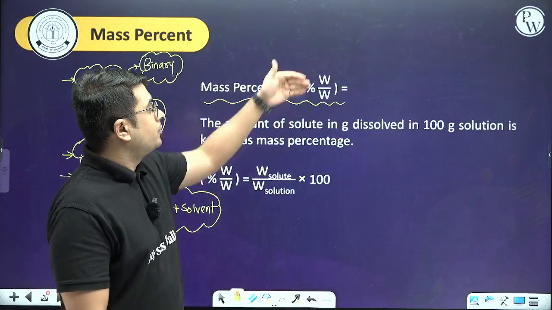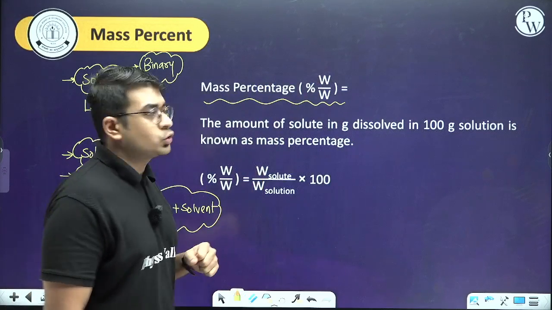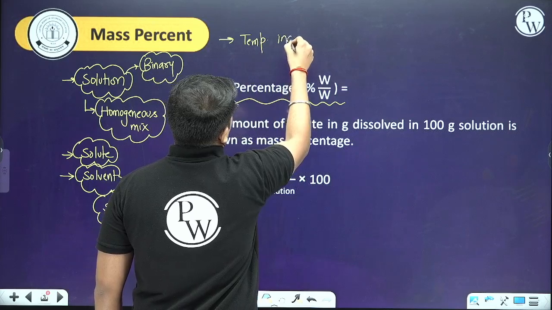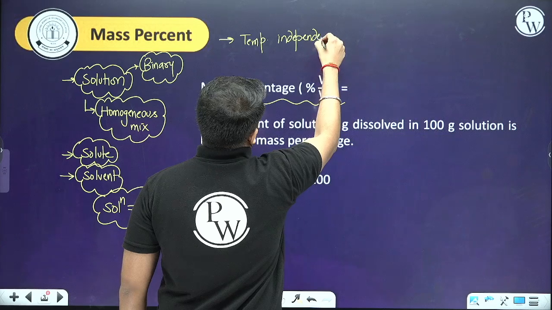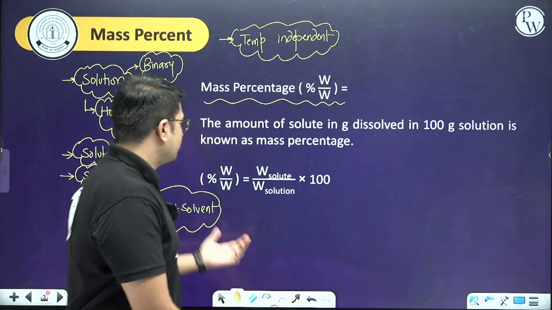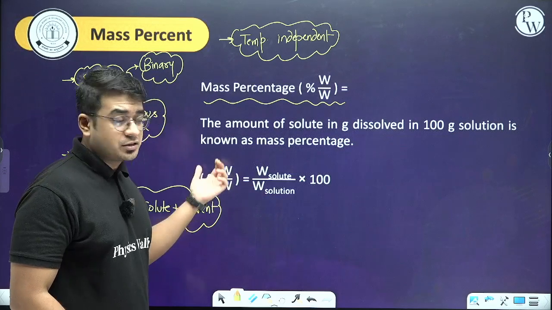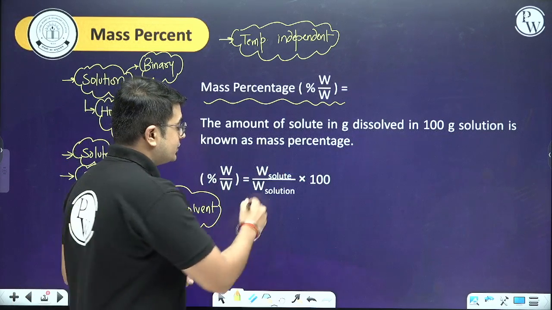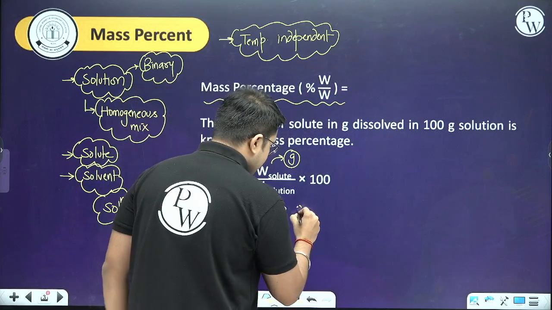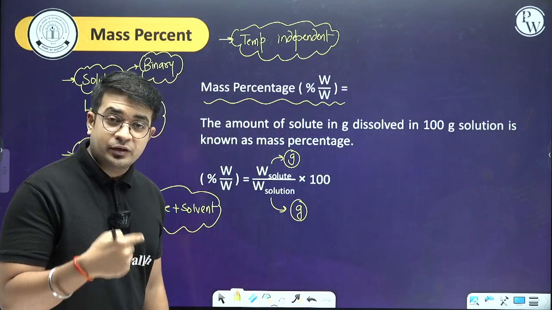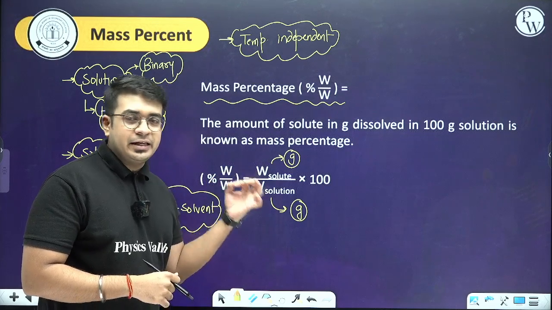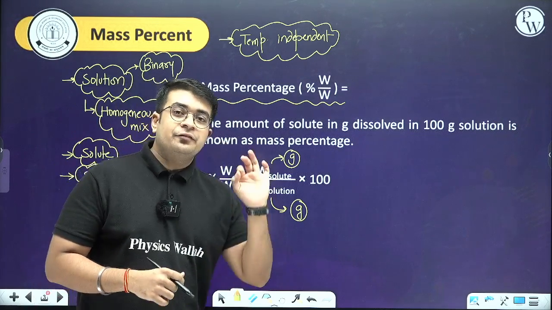Okay, so basically we are comparing mass with another mass. Definitely this particular part is going to be temperature independent. This concentration term is going to be temperature independent. Okay, first part. Next thing is, what is the formula in that case? It's very easy. You can simply say that mass percentage or percentage W by W is basically W of solute, which is in grams, divided by the W of a solution, which is again in grams, multiplied by 100, because we have to calculate the percent in 100. Okay, so the formula is very easy to understand, and the definition is also very easy. This is the first part.